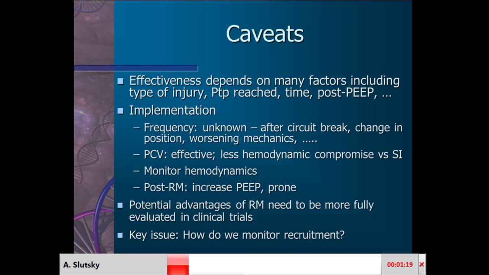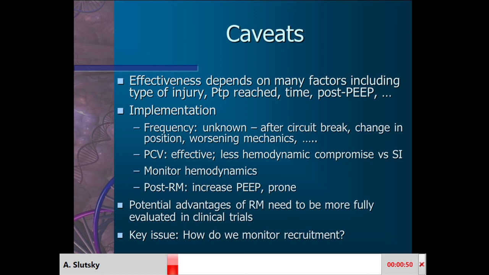There are, however, a number of caveats. The effectiveness depends on many factors. I mentioned some of them during my talk. The key issue here is that we have not come to consensus about what the best approach is to do these recruitment maneuvers, to recruit the lung. Implementation varies, I would say, almost dramatically, from the sigh maneuver to the kind of high sustained inflations that I talked about. It's important, no matter how you do it, to monitor hemodynamics.